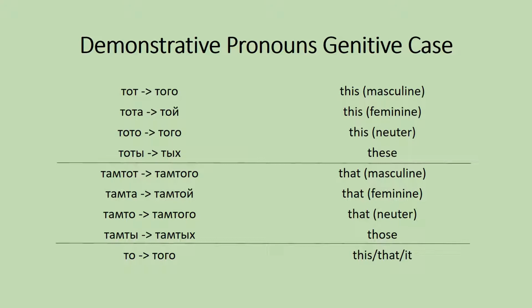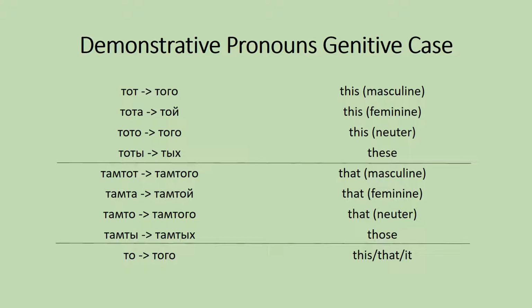Tota, meaning these, becomes tuch. Tuch. Tamtot, meaning that for masculine nouns, becomes tamtoho. Tamtoho. Tamta, meaning that for feminine nouns, becomes tamtoi. Tamtoi.